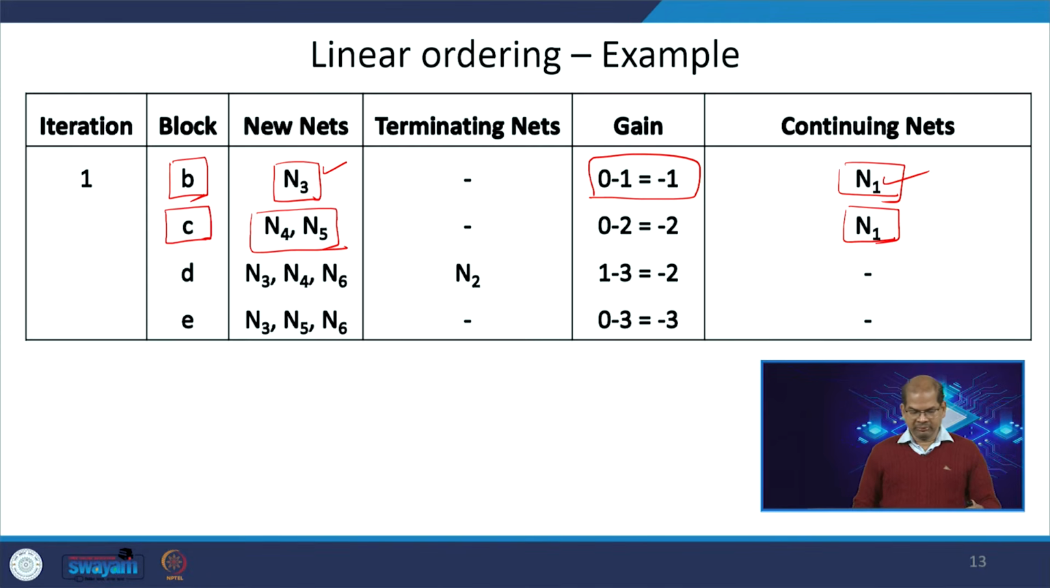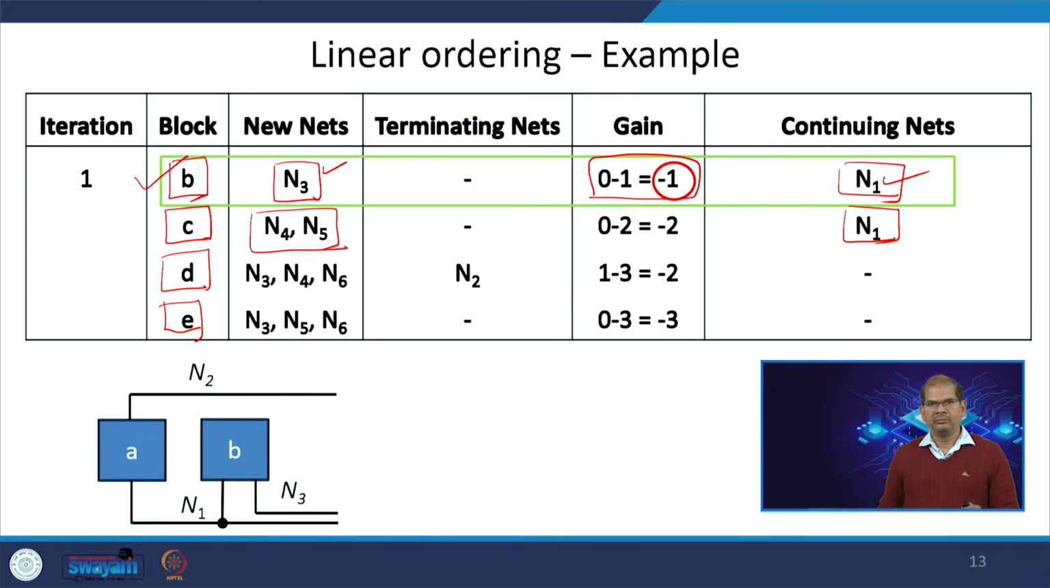So, now similarly we can do it for D and E and we can find the gain for all of them. I need to choose the block which is offering me the highest gain. In this case, the block B is giving me the highest gain. After block A, the block B will be placed. This is my placement of the block.